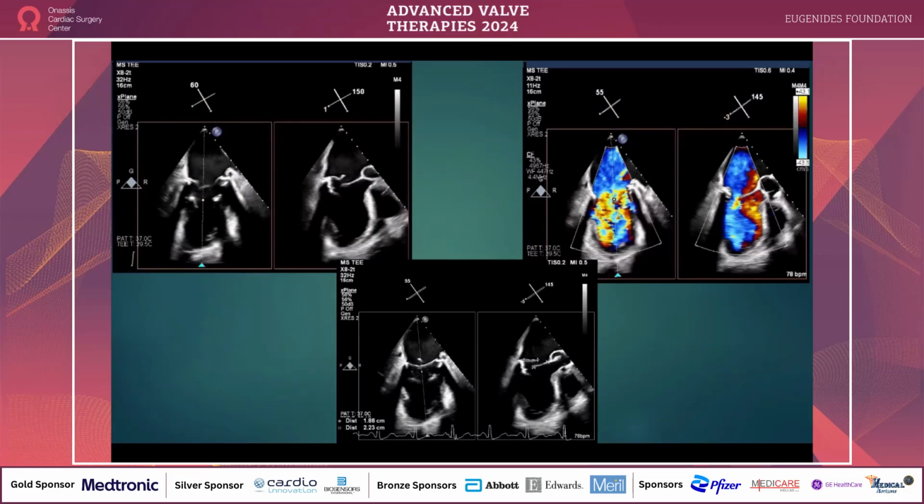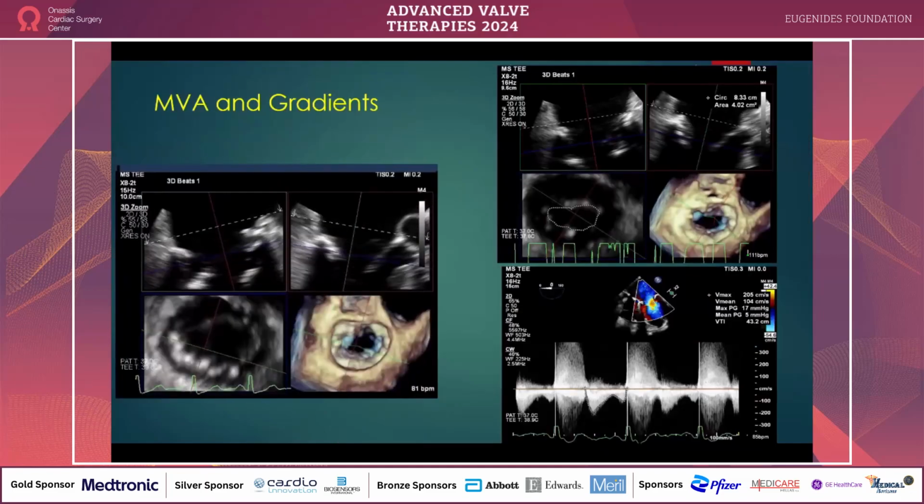So what we do is use the X-plane and go across from one side to another, and we try to see where the MR is coming from. We try to measure the leaflets because the length of the leaflets is very important, as you alluded before, to prevent dislodgement of the device. We want to see at least 7 millimeters of leaflet length for the small clip and at least 9 millimeters for the big clip before we go ahead with this procedure.